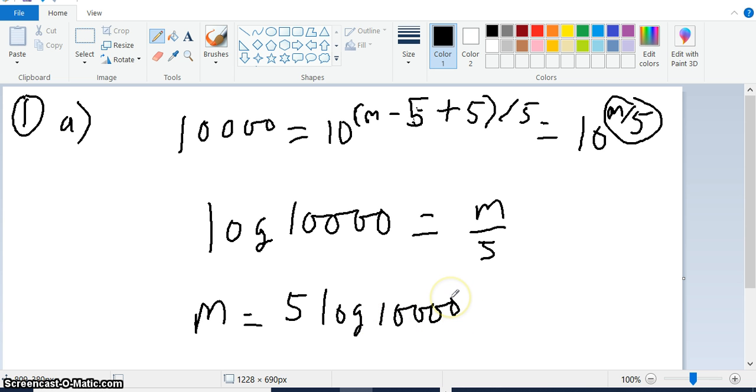If you try that in your calculator, the log base 10 of 10,000 is 4, so this is really 5 times 4. So the apparent magnitude would be 20. So that's part A.